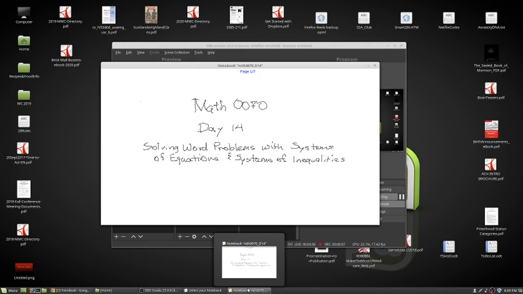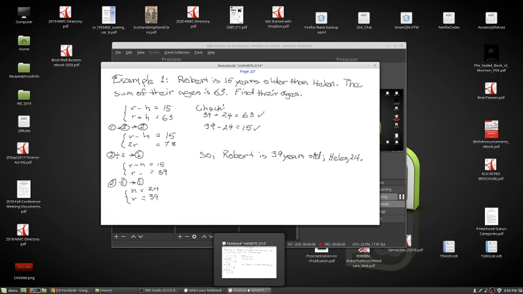Welcome to day 14 of Math 007. We're going to be solving word problems with systems of equations and systems of inequalities. These are similar problems to the word problems we did before, only this time instead of just using an equation with one variable, we're going to use two equations with two variables.